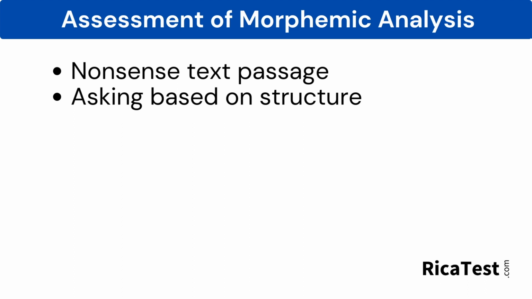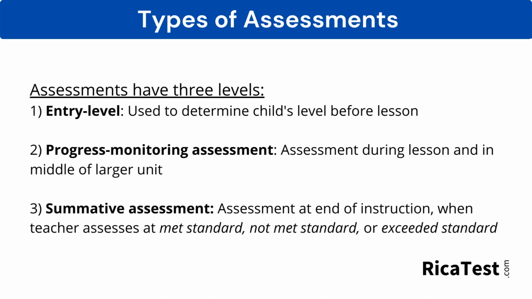The first is to use a text passage that is made of nonsense words. Questions refer back to the text, which require the students to look at the structure of the words or the sentences to provide answers. Assessments have three levels. First, we have entry level, used to determine a student's level before a lesson. Next, we have progress monitoring assessment, which is an assessment given in the middle or during a lesson or larger unit. Third, we have the summative assessment, and this assessment is provided at the end of instruction, when the teacher assesses whether the student has met the standard, not met the standard, or has exceeded the expectation for that standard.